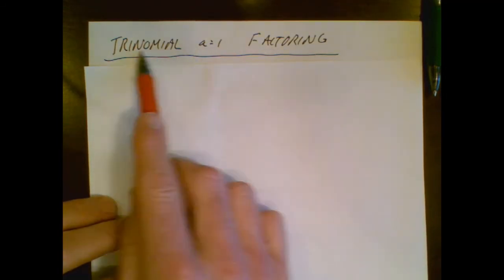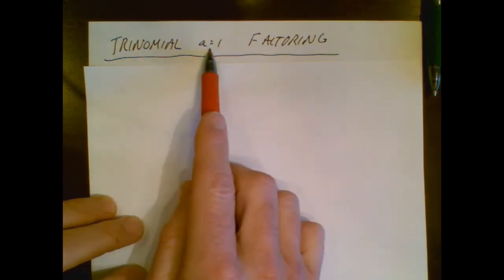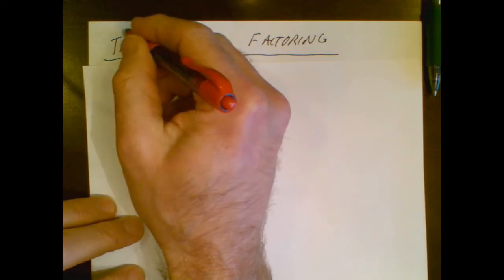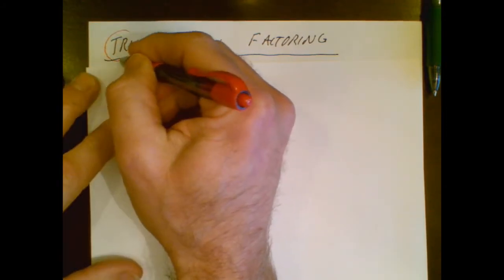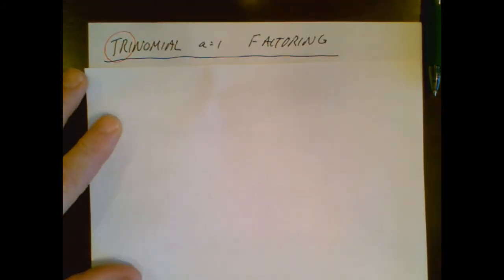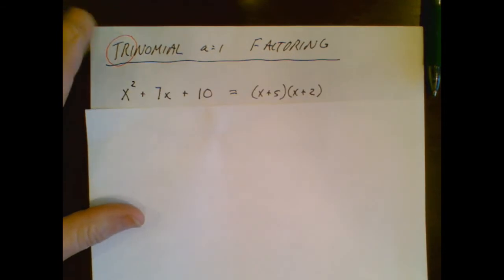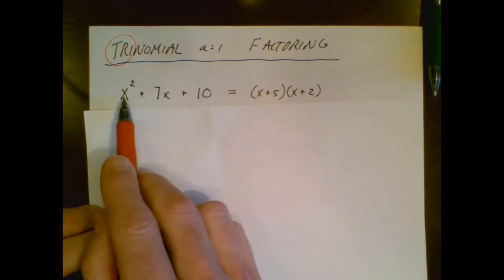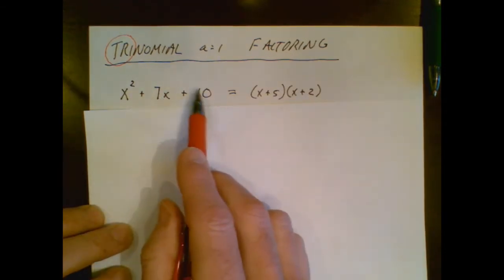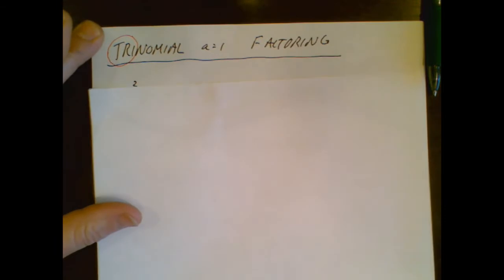We're going to take a look at trinomial factoring, trinomial with a equals 1. From the vocabulary, you should know that trinomial means we're going to have a 3-term polynomial. 1 term, 2 term, 3 term. That's why it's trinomial factoring.